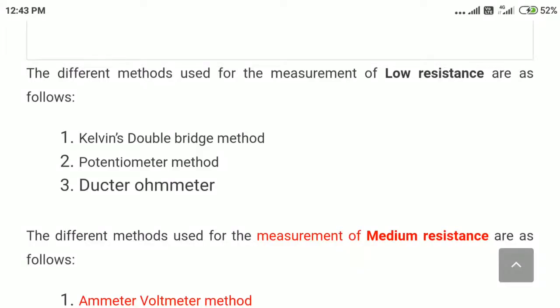Different methods used for the measurement of low resistance are as follows. Number one, Kelvin double bridge method. Number two, potentiometer method. Number three, Doctor ohm meter method. Today we are going to perform Kelvin's double bridge method.